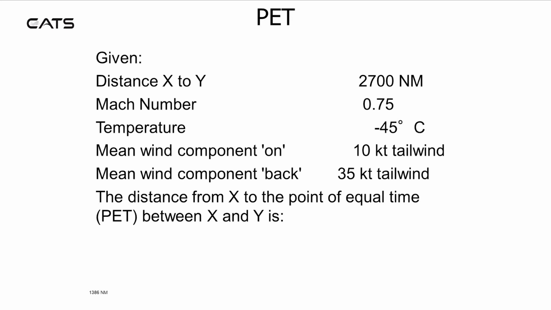So using the formula Mach number equals TAS over LSS, you should be able to calculate the true airspeed. And with that true airspeed, calculate the ground speed on and the ground speed back or home. Using the formula DH over O plus H, the distance to the point of equal time is 1,386 nautical miles.